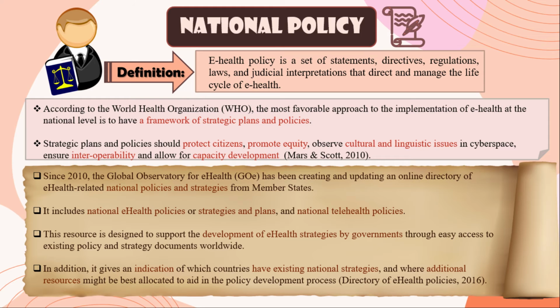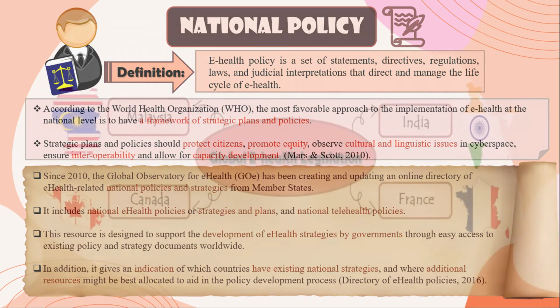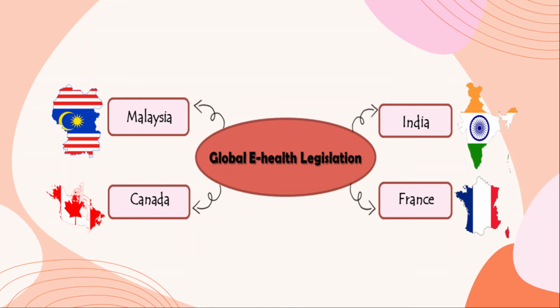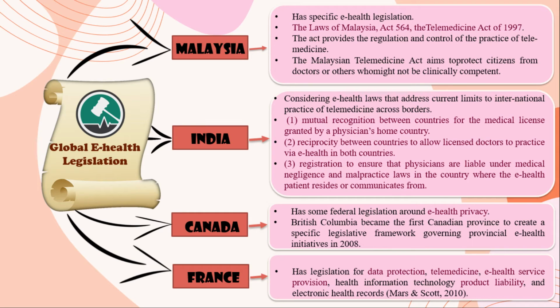Since 2010, the Global Observatory for e-health has been creating and updating an online directory of e-health related national policies and strategies from member states. The countries that have implemented the national policy of e-health include Malaysia, India, Canada, and France. For example, in Malaysia, there is the Laws of Malaysia Act 564, the Telemedicine Act of 1997, that provides the regulation and control of the practice of telemedicine to protect citizens from doctors or others who might not be clinically competent.